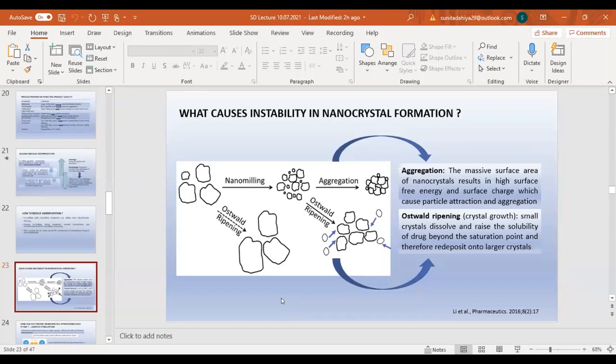So when they have surface charges, because of the van der Waals forces, there will be particle-particle attraction. Because of that attraction, there will be aggregation of the particles. So this is one sort of instability. The second instability, which is very common in this process, is the Ostwald ripening, which is known as crystal growth.